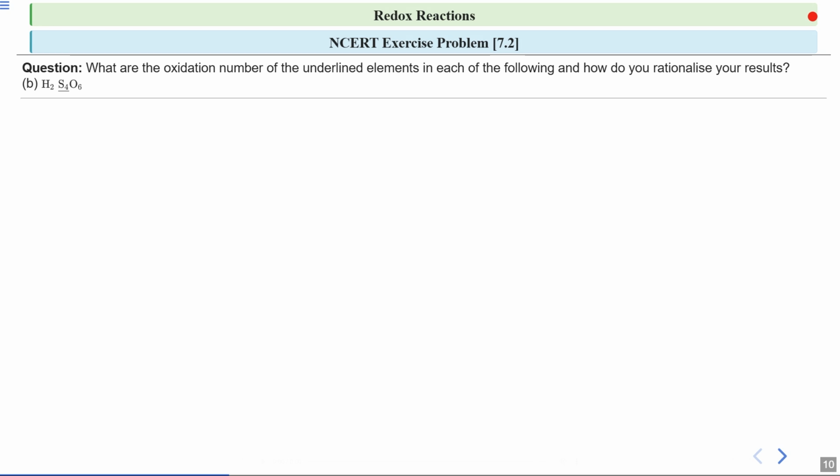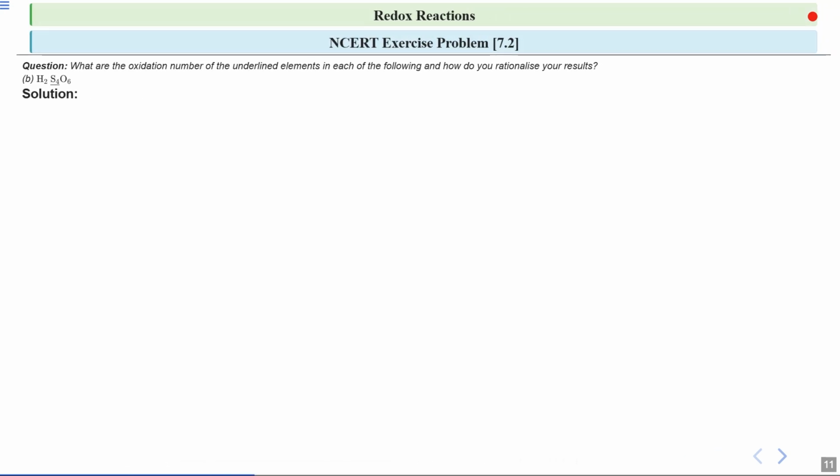What are the oxidation numbers of the underlined element in each of the following, and how do you rationalize your result? So I am taking H2S4O6 only. There were more examples, but this one is an anomaly and a special one. We will see why it is an anomaly. What is our way to decide the oxidation number?